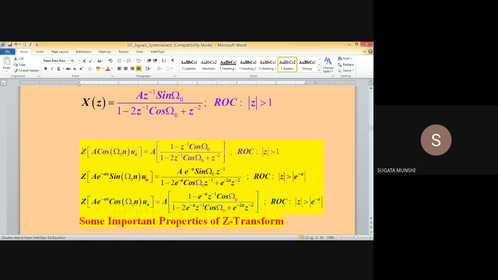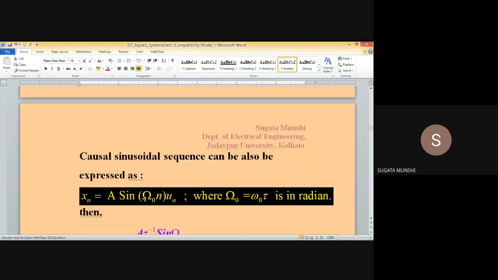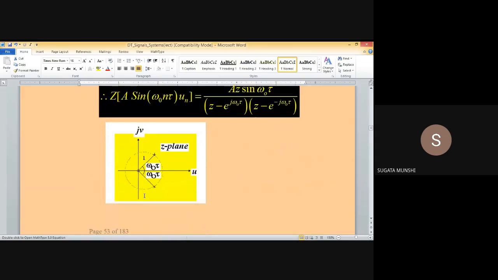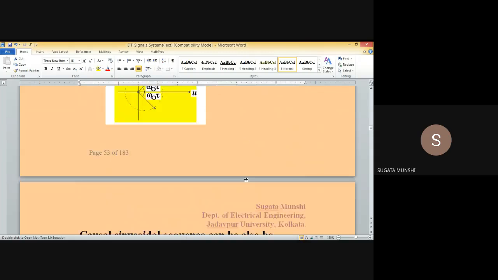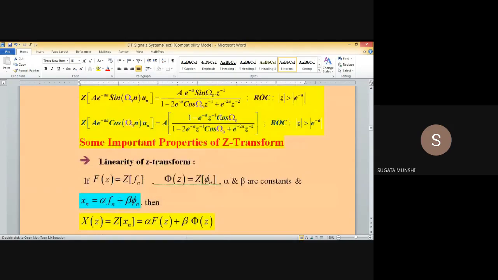Now, from those two expressions, you have to find out what is the implication of having a complex conjugate pair of poles not lying on the circumference of the unit circle, but maybe inside the unit circle, or a complex conjugate pair of poles outside the unit circle. What's the significance? You have to obtain that from any one of these expressions. Try that.